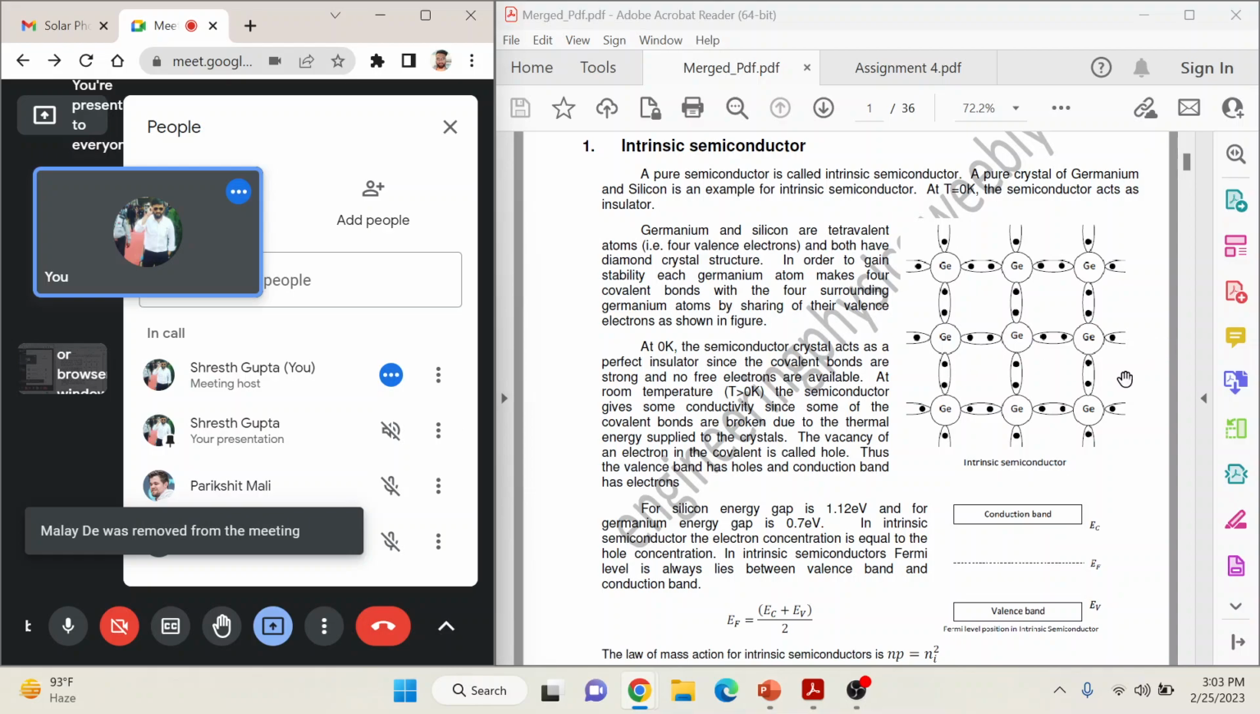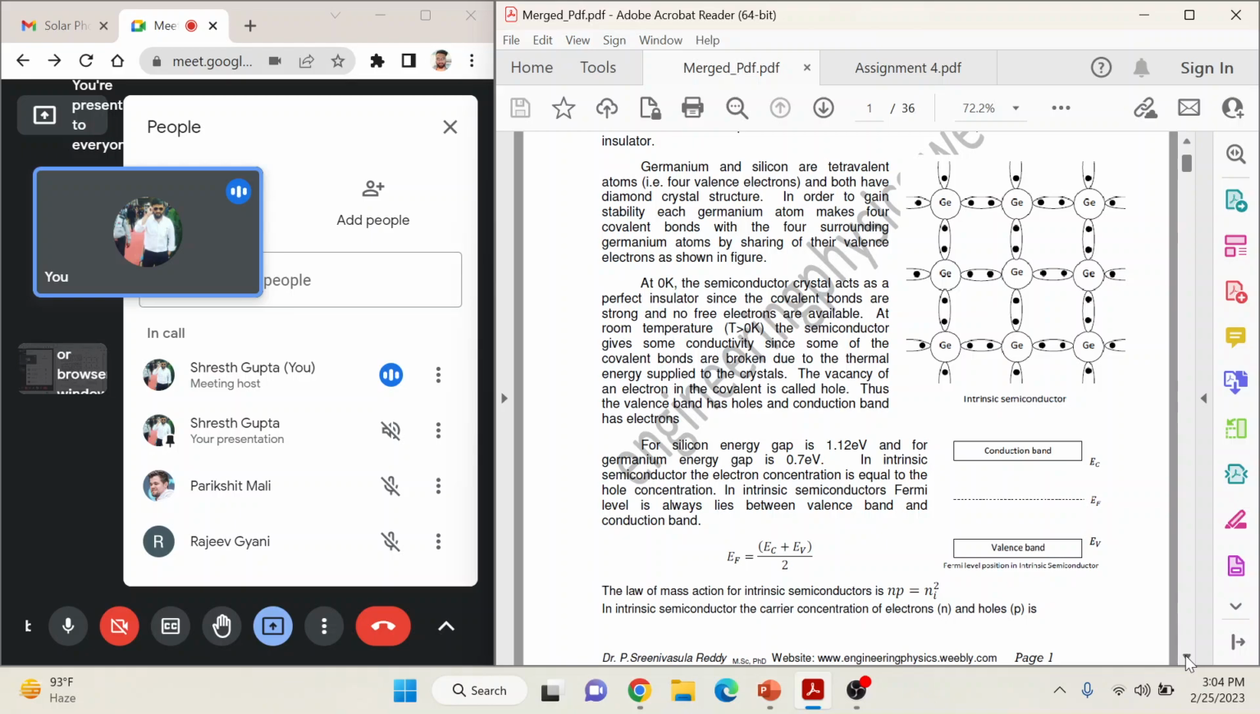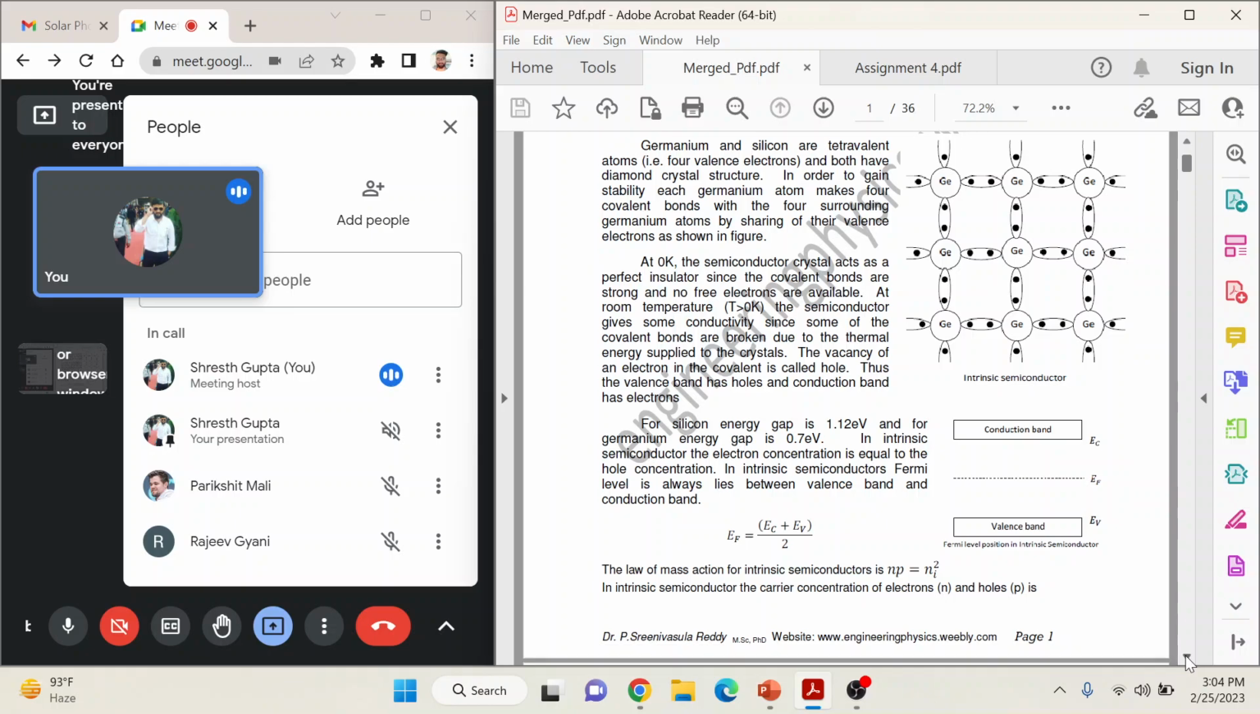Okay, yeah. So in the intrinsic semiconductor, we explained the concept of what are intrinsic, what are extrinsic. There is a vacancy of an electron in the covalent bond, which is called a hole, and then what are the specific band gaps, and then the concept of Fermi energy for the intrinsic semiconductor. In the intrinsic semiconductor, the Fermi energy nearly lies in the middle of the valence band and the conduction band, if you can see here.